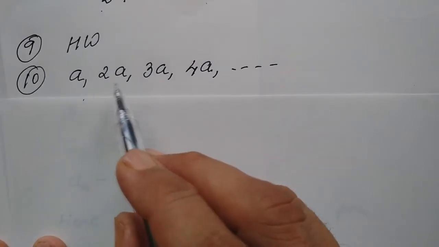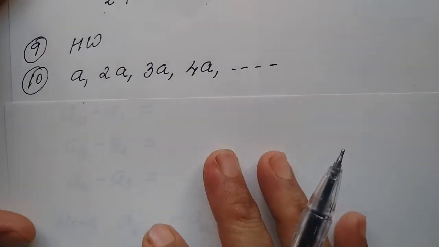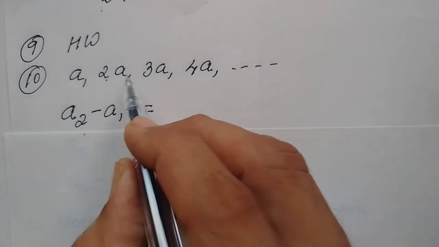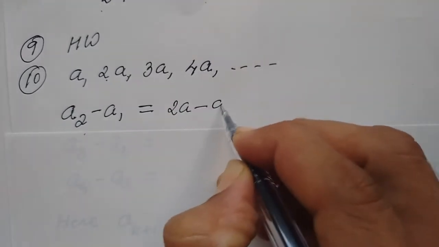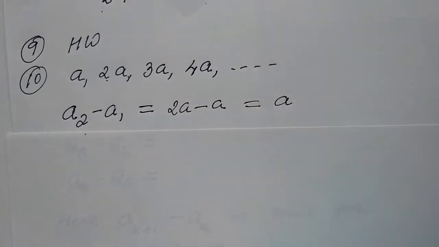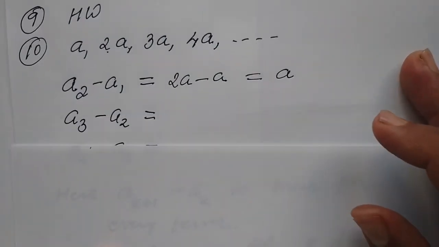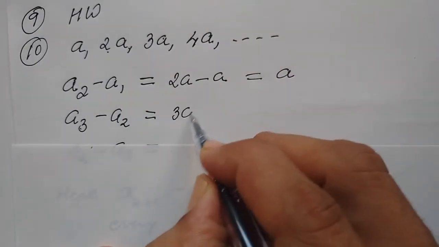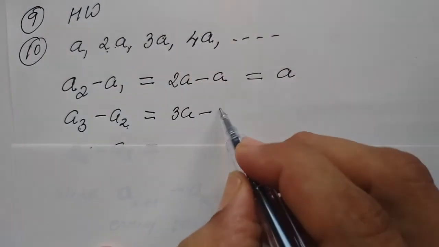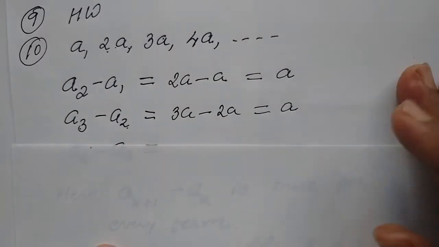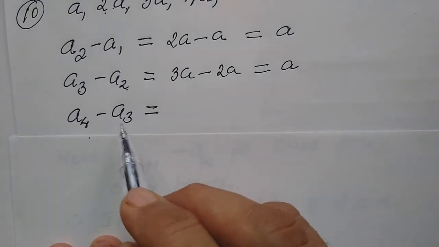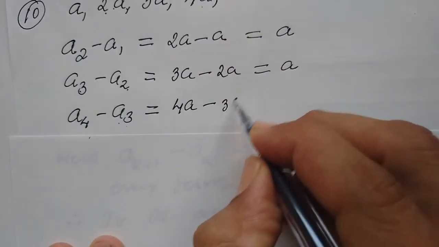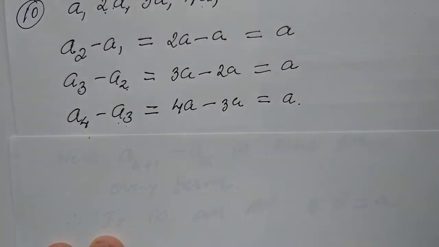Question 10, A, 2A, 3A, 4A. Next step, A2 minus A1. A2, this is 2A, so 2A minus A equal to A. A3 minus A2, what is A3? 3A. What is A2? It is 2A. So A. A4 minus A3, this is A4. A3 is what? 3A. 4A minus 3A, it is A.